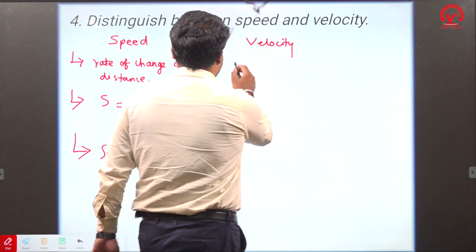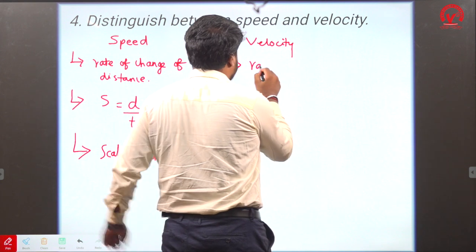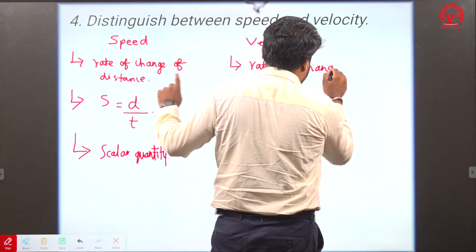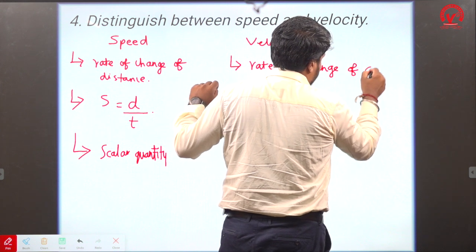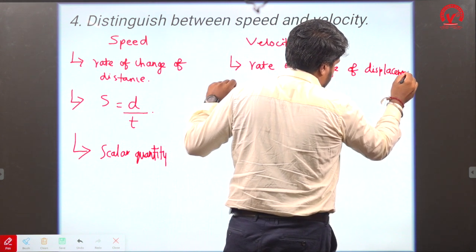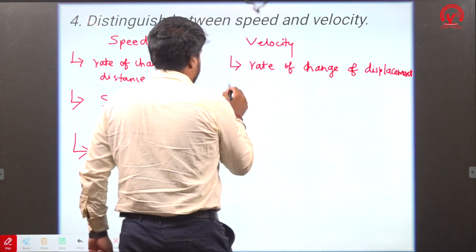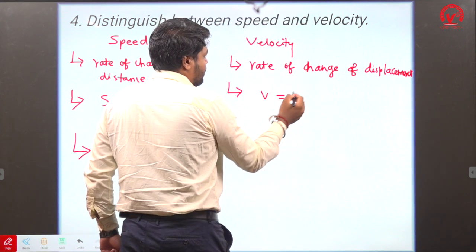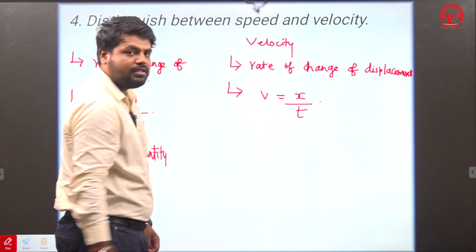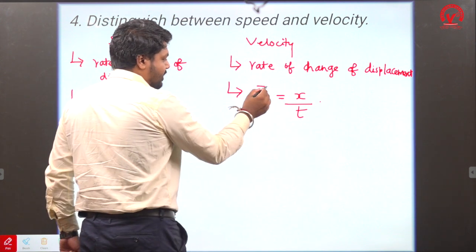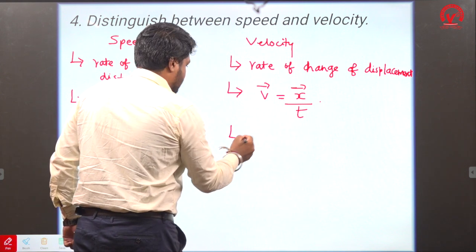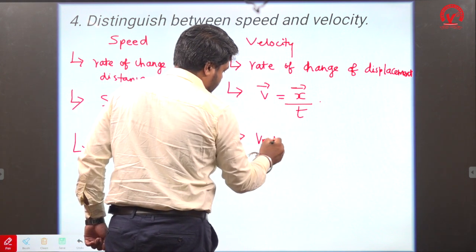Here, velocity is nothing but the rate of change of, not distance, it is displacement here. Rate of change of displacement. So velocity is equal to displacement x by t. Velocity is a vector, displacement is also a vector. So it is a vector quantity.